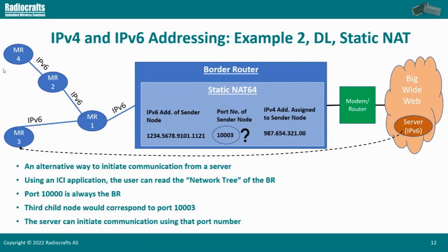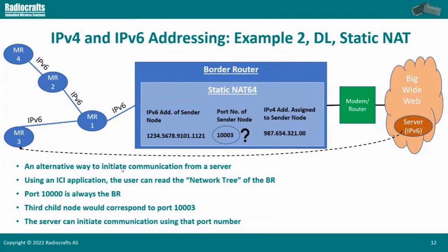The port numbers are different. Port number 10,000 is always the border router. Then you start counting from then, which means that in that network tree, any node which is node 1 would have the port number 10,001. Child node number 2 would have port number 10,002, 10,003, and so on. So you will have this list.